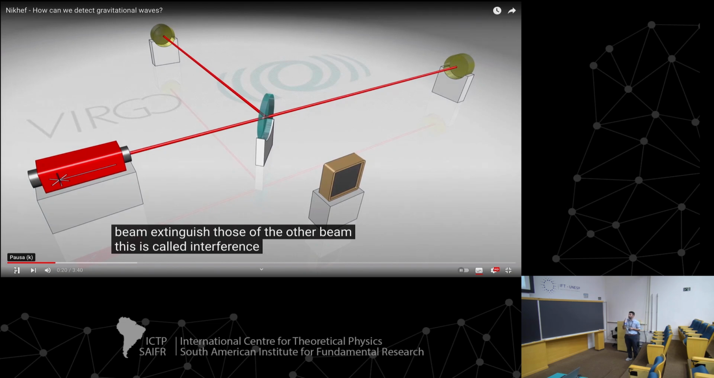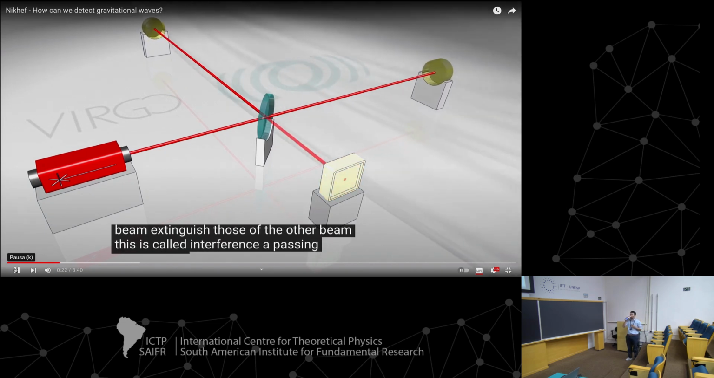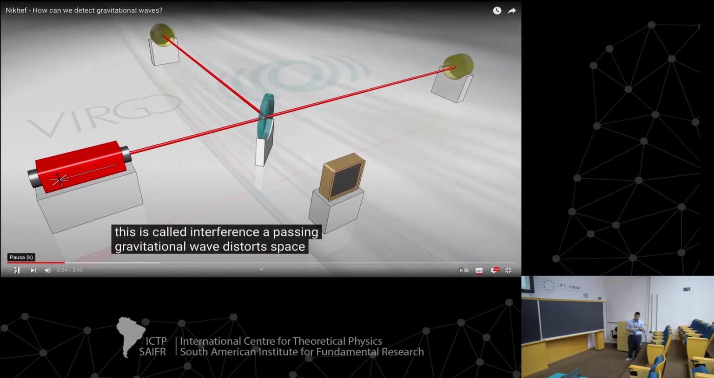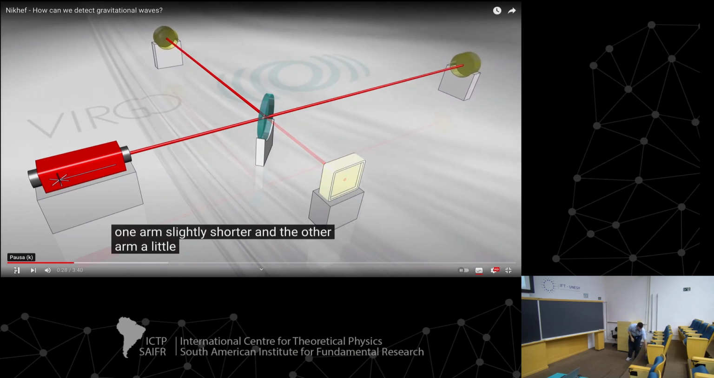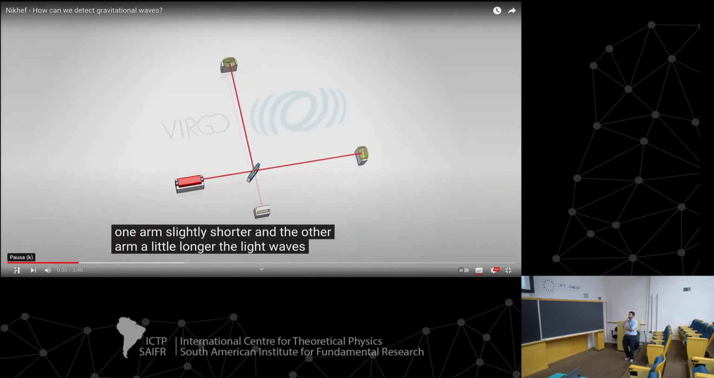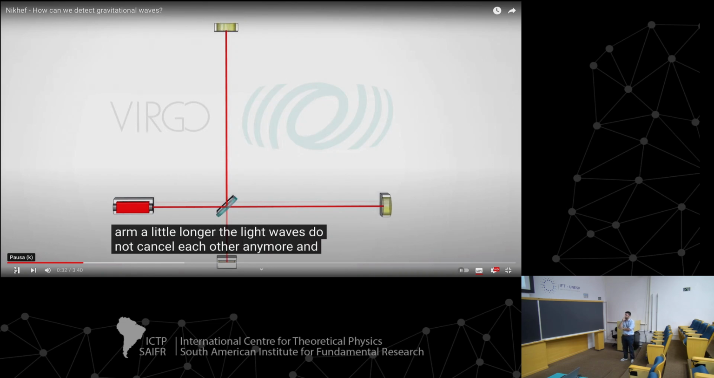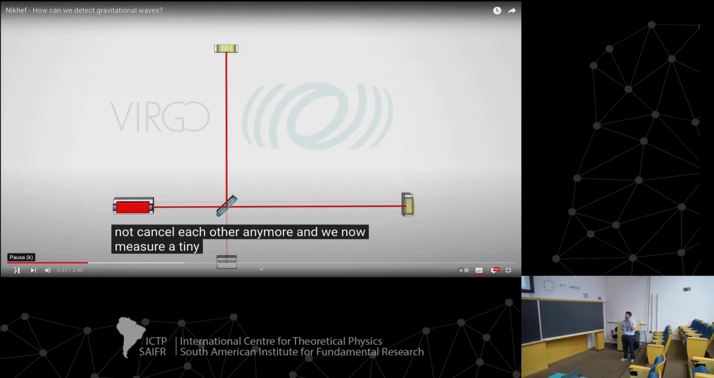This is called interference. A passing gravitational wave distorts space, making one arm slightly shorter and the other arm a little longer. The light waves do not cancel each other anymore, and we now measure a tiny signal in the detector.